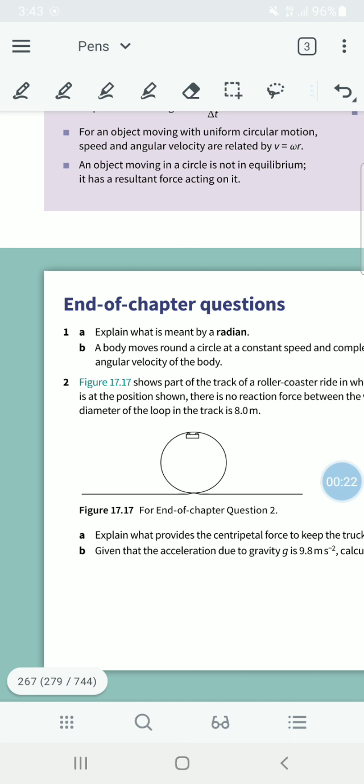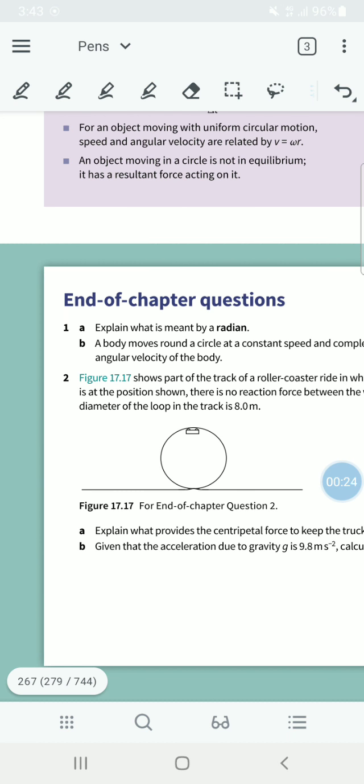So, there are two answers that you can actually write for this. The first one is the true definition of it: the angle subtended at the center of a circle by an arc equal in length to the radius. So that is the definition. At the same time, you can write it as an equation. 1 rad equals length of the arc divided by radius. If you can put both of them in your answer, you are definitely going to get the point.